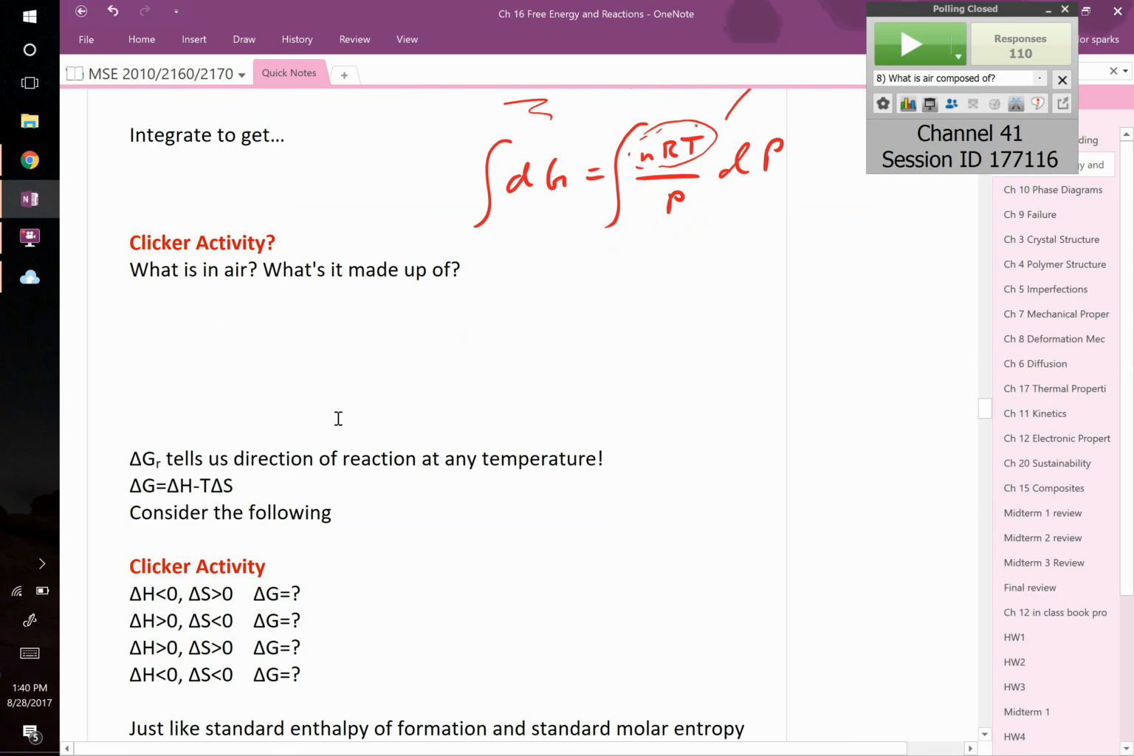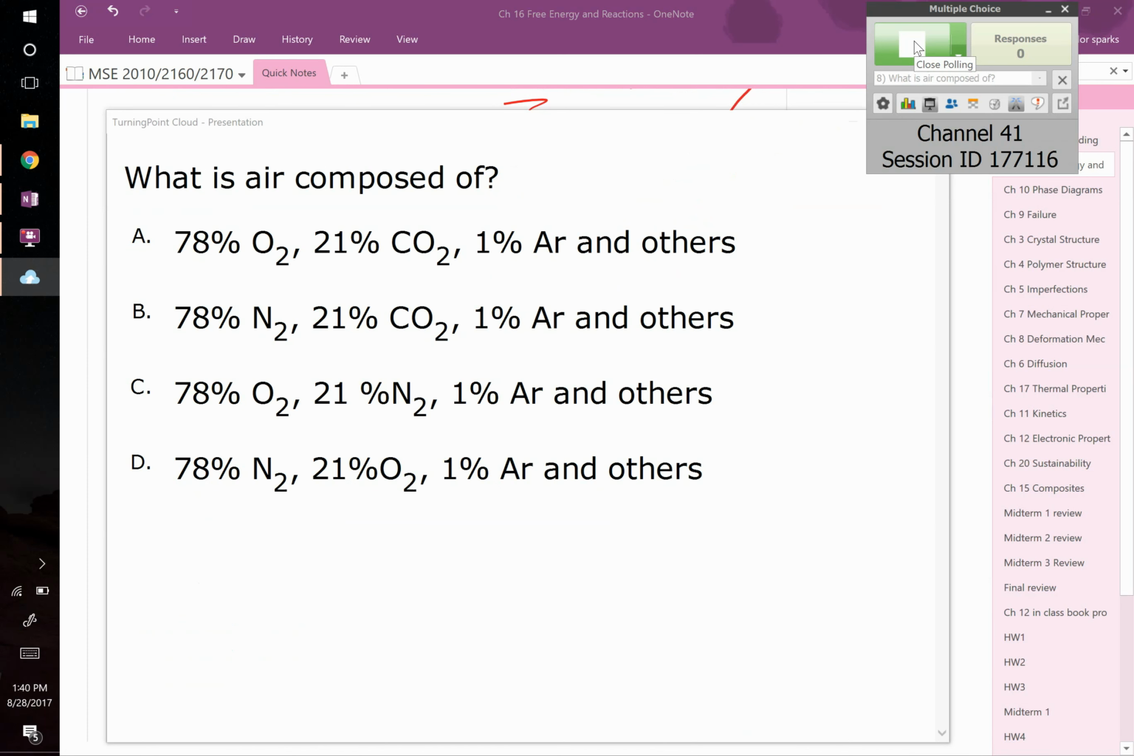Okay, real quick, what is air composed of? Before we can do an example of this, let's talk about what is air composed of. What is air? What on earth is air made of? Which of these 4 things is air? Okay, what do we think? I'm going to wrap it up. A, B, C, or D? What is air made of?